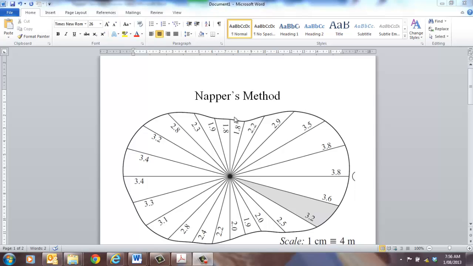Hi everybody, we're going to look today at Napier's method. Now this is the last method that we want to look at in terms of finding the area of irregular shapes. Now simply all you do with Napier's method is you set up an angle.